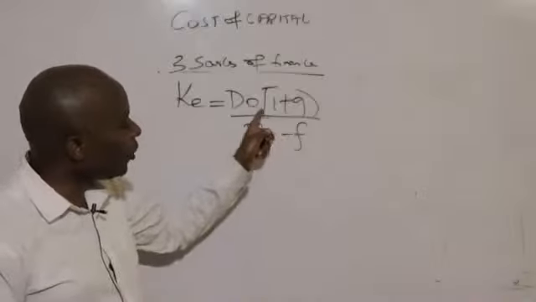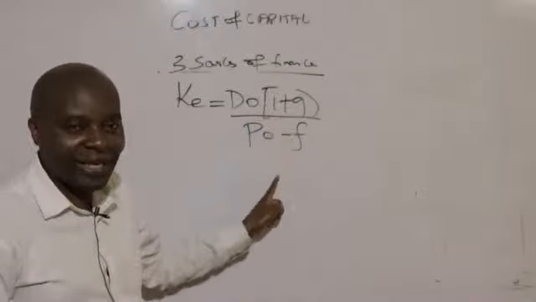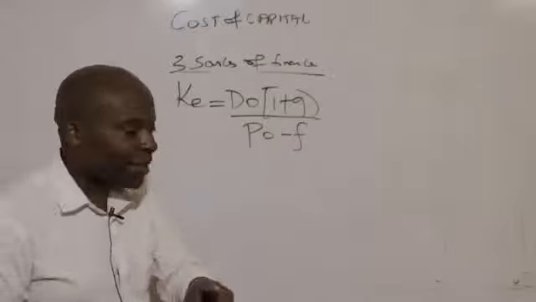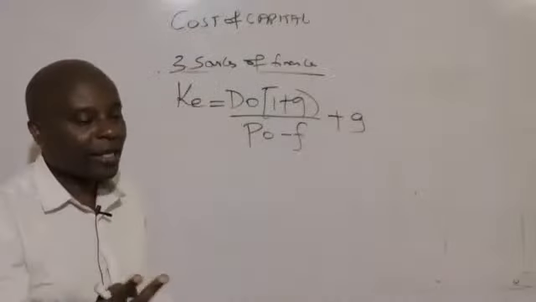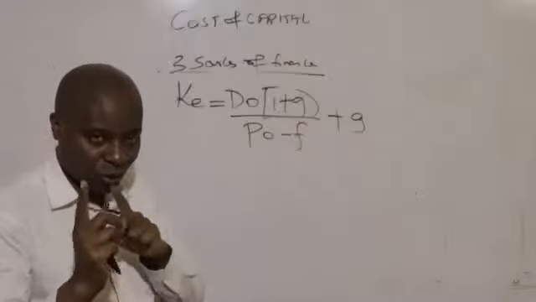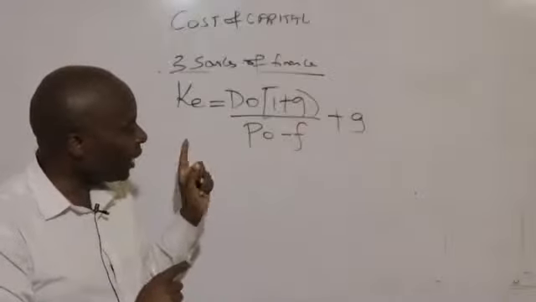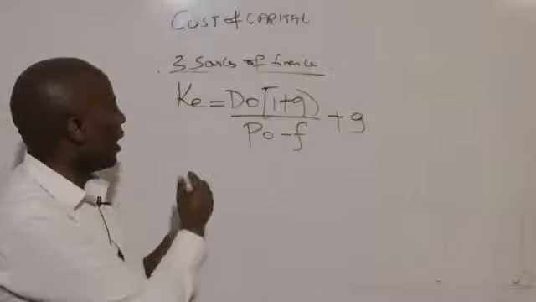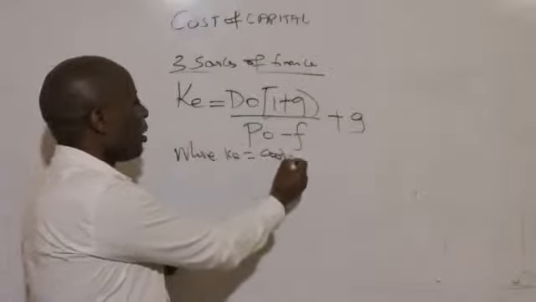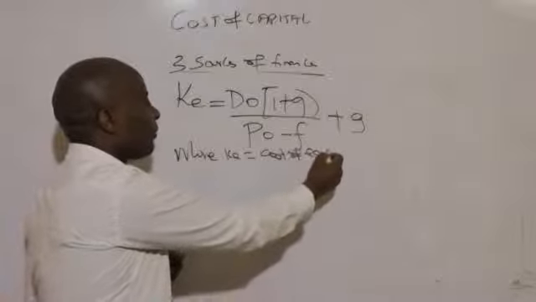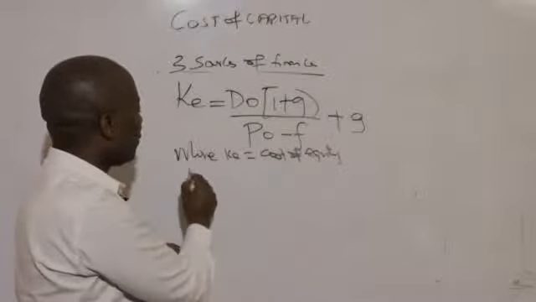Very many of my students will always write this formula this nicely, but they will forget that our dividend normally grows how many times? Twice. The growth rate must be included. Cost of equity is normally written like that, where Ke stands for cost of equity.